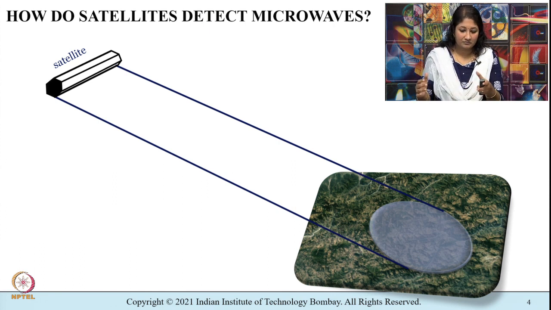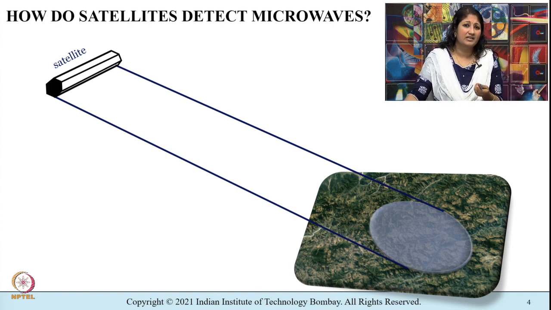Now again, let me start with a question: how do satellites detect microwaves, since we are talking specifically about microwave remote sensing? Remember the example I gave you in one of the earlier lectures about radar guns, and then I mentioned that radars send out microwaves which then hit the target, come back, and are received back at the receiver. And the time of travel is used to compute the range, that is the distance from the target on the earth's surface to the satellite.